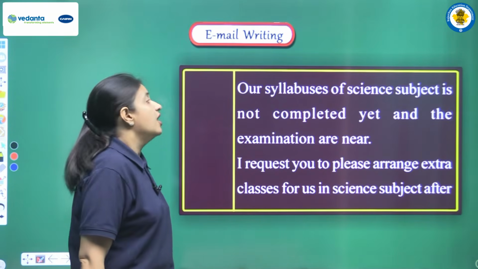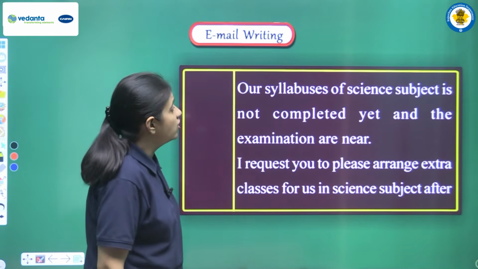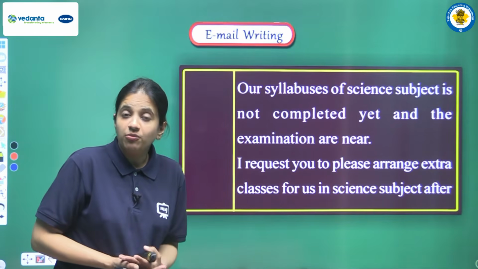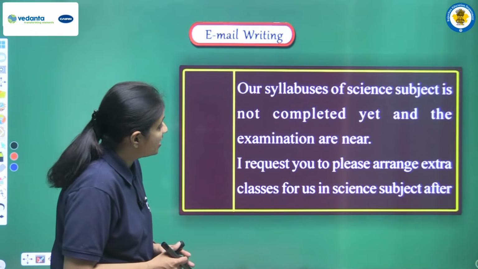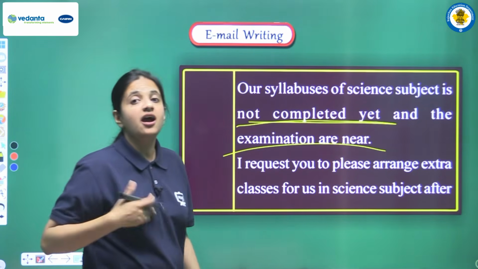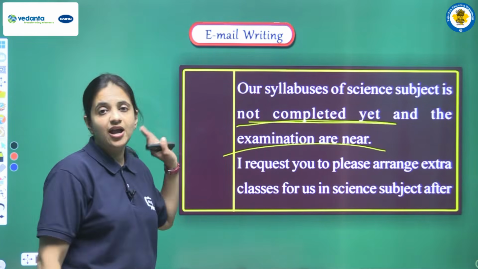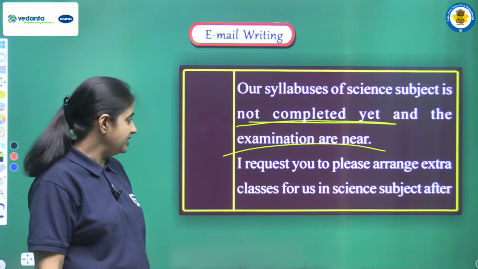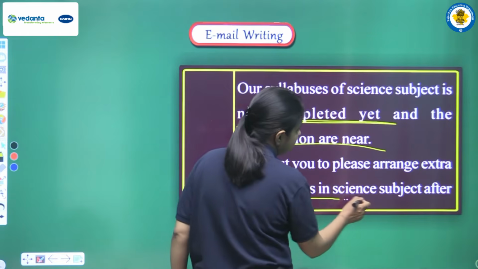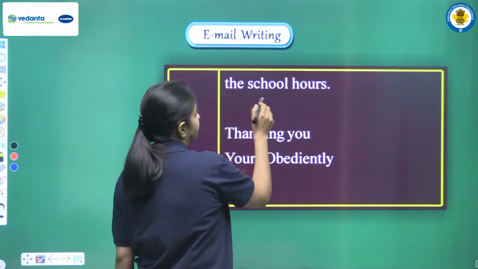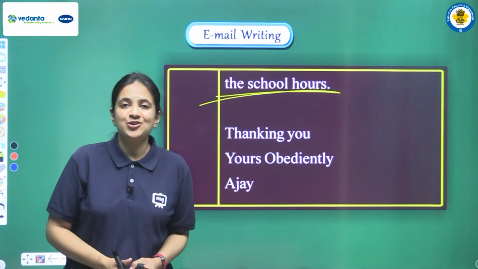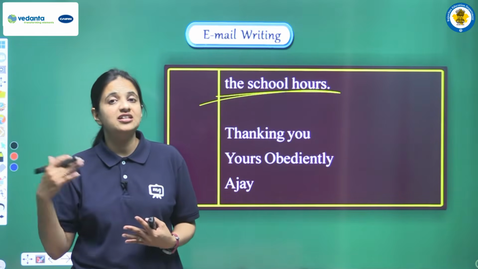Next we can continue, our syllabus of science subject is not completed yet and the examinations are near. So now what is the problem? The problem is that the syllabus of science subject is not completed yet and our examinations are near. So finally we have to make the request. So we can use the lines, I request you to please arrange extra classes for us in science subject after the school hours. So we are making one suggestion also. We are giving this kind of advice that you can arrange the classes after the school hours.